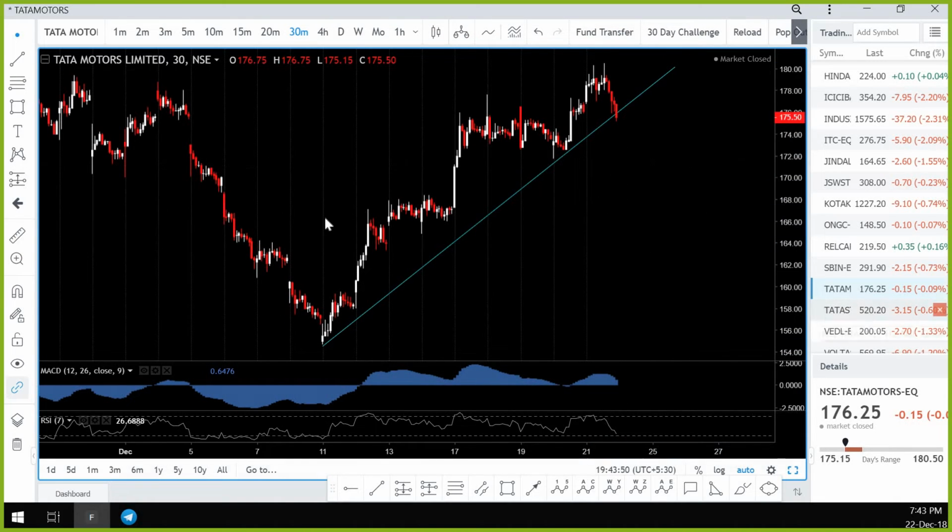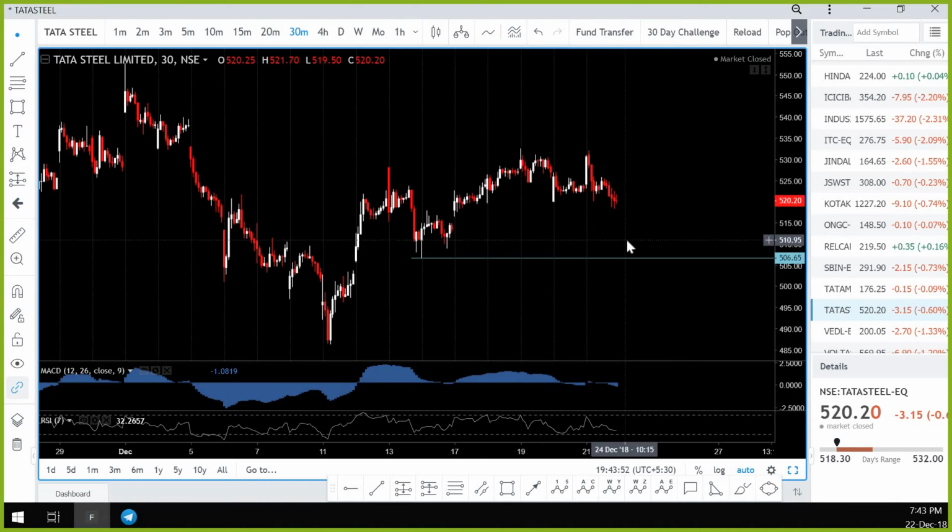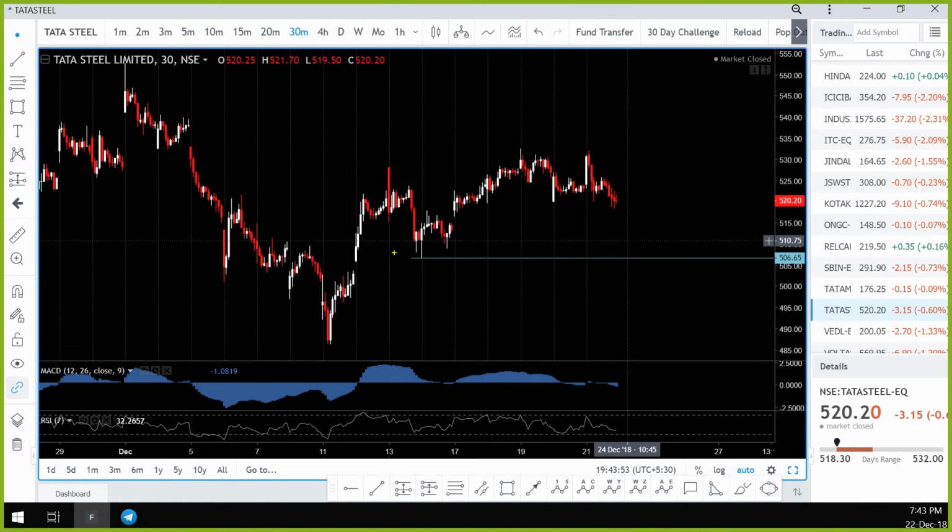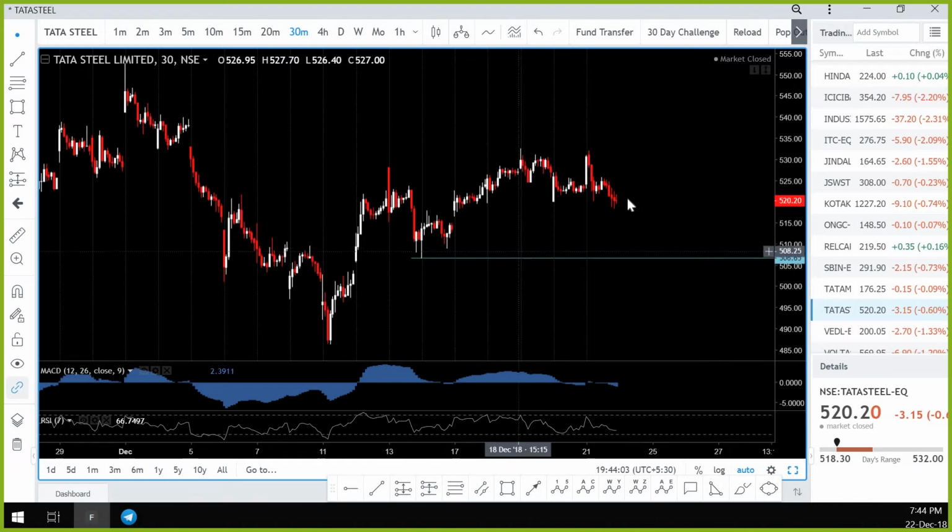So what is next? Tata Steel, people trade it. You can see we are looking for this. Don't take that as a support. I'm telling you, they might take it and they might go back up. Those lines are just for reference.